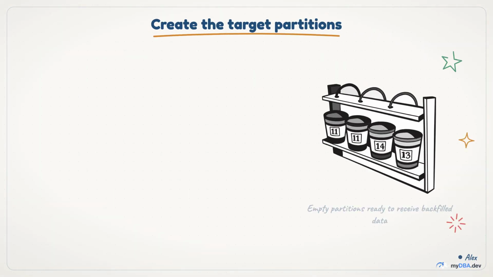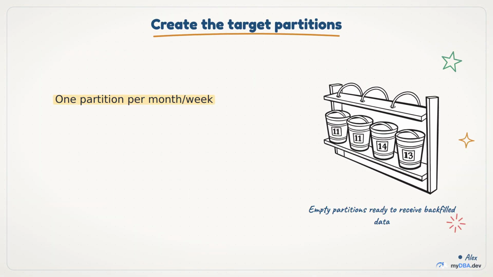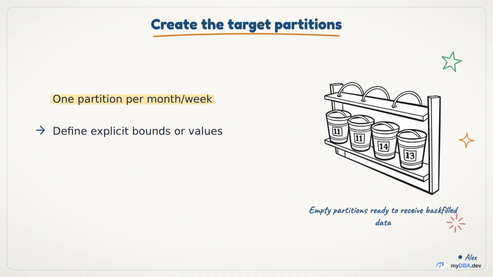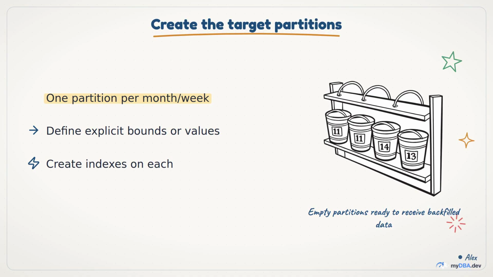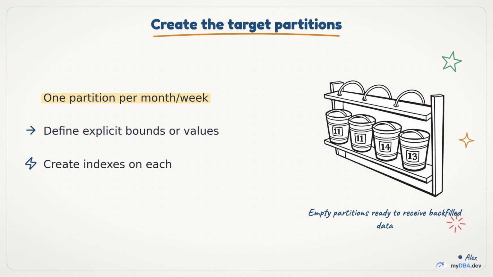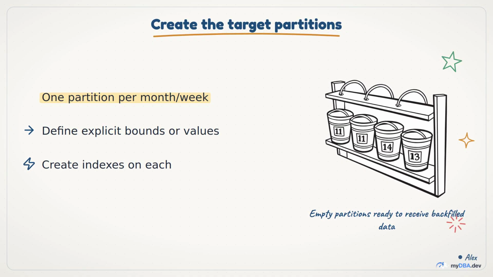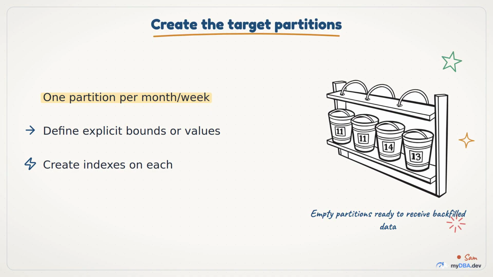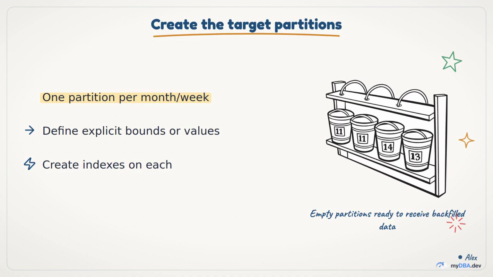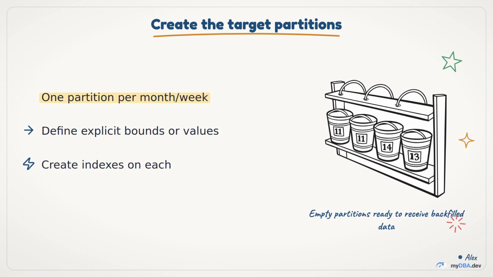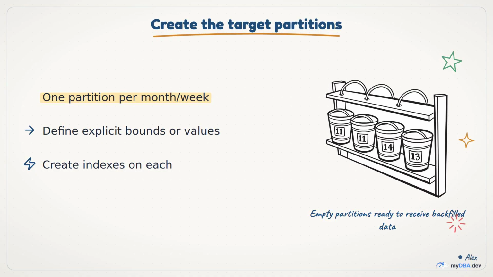Now you create the actual partitions you want, typically one per month or week, depending on your data volume. Each partition is a real table with explicit bounds. You also create indexes on each partition as you go, because Postgres doesn't inherit indexes from the parent. So if I had a B-tree index on customer_id, I need to recreate it on every partition? Exactly. You can script this, loop through your partition list, and create indexes on each one. The partitions start empty, so the index builds are fast. Once they're ready, you can start backfilling data into them.